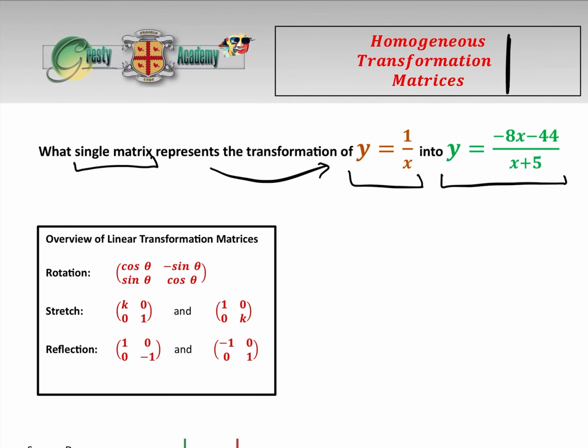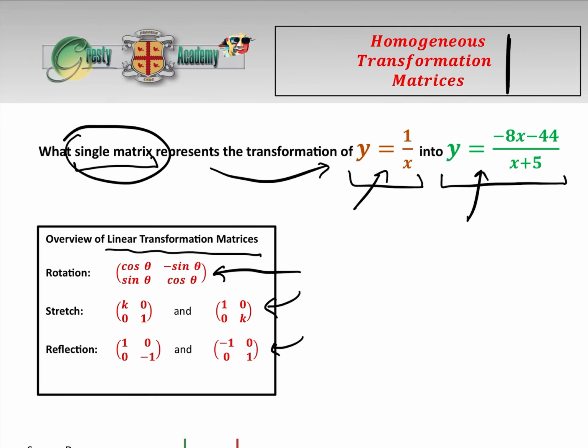So let's just have a quick look at the linear transformation matrices. Okay, this is just a quick summary. So rotation is this matrix here. Stretch is either k 0 0 1 or 1 0 0 k, depending on whether you're stretching by k in the x direction or the y direction. And a reflection is either 1 0 0 minus 1 or minus 1 0 0 1, depending on whether you are reflecting in the y-axis or the x-axis.